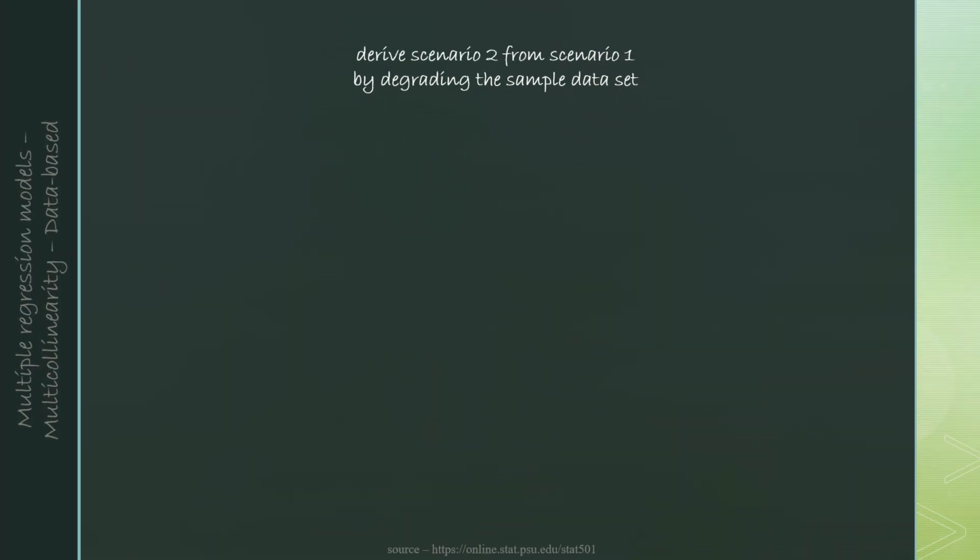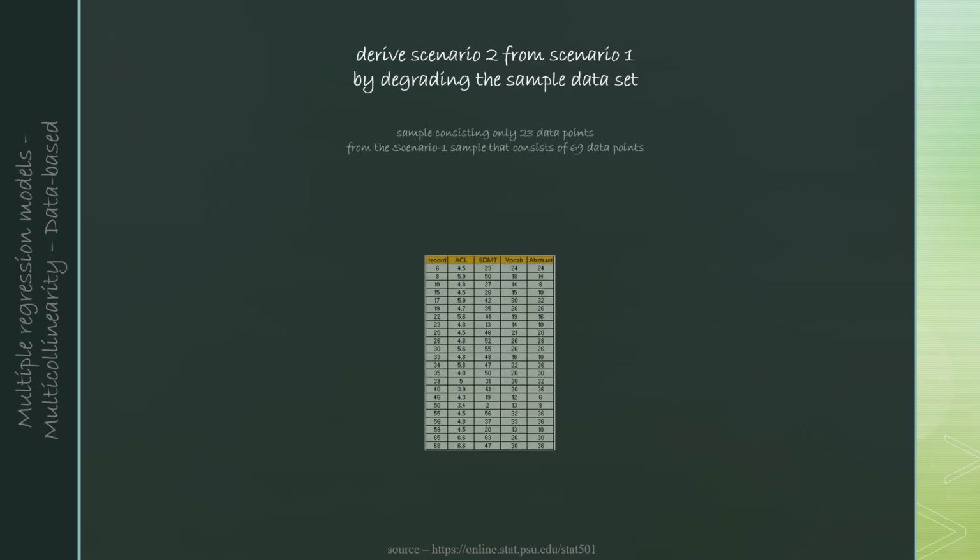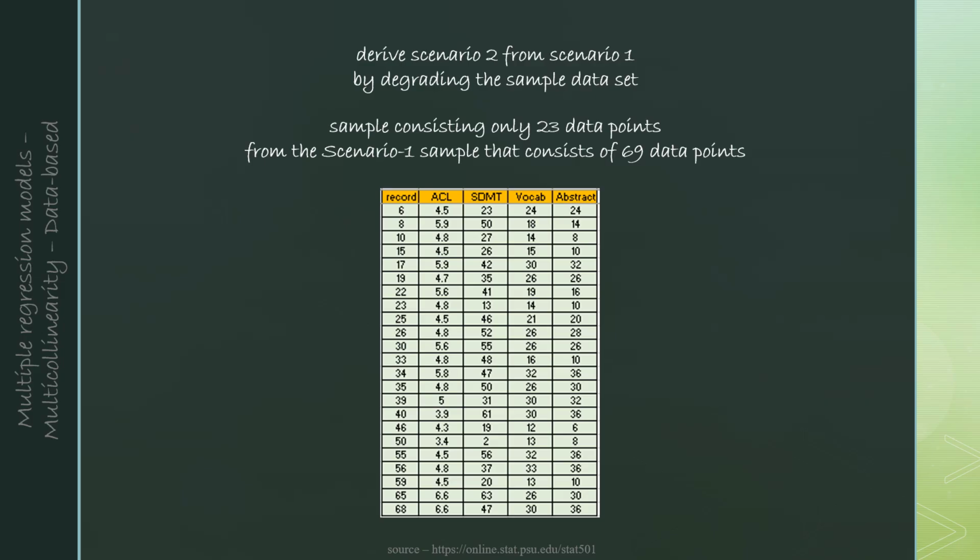For the sake of illustrating the data-based multicollinearity, let's derive scenario 2 from scenario 1 by degrading the sample data set. We derive a sample consisting of only 23 data points from the scenario 1 sample that consists of 69 data points. As we said, we call this scenario 2 data set. Watch the record numbers that we have selectively picked up from the original scenario 1 sample. They are not continuous.